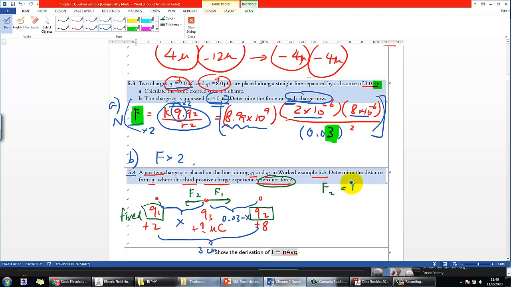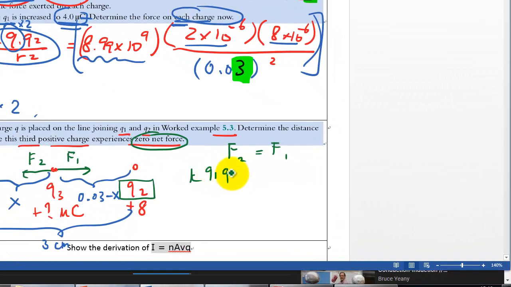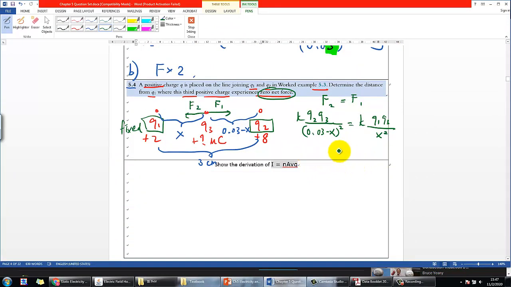Since you know the force is 0, F2 equals F1, which is K Q1 Q3, because we're talking about this one for F2. Is it? Oh, actually no, it's actually Q2, because F2 is exerted by Q2. F2 is exerted by Q2 to Q3. So I should, if I have to match it, write this, but in fact it doesn't really matter a lot. So 0.03 minus x bracket square, same here, K Q1 Q3 over x square. Okay, I should have given you more space, sorry about that.